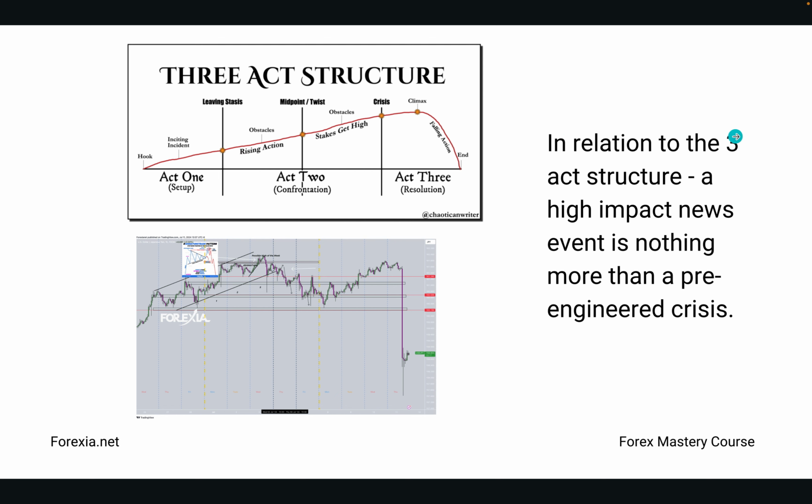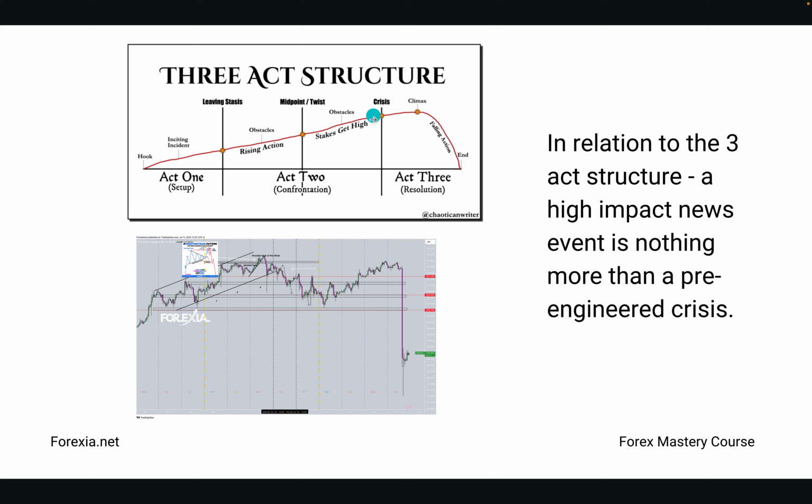In relation to the 3-act structure, a high-impact news event is nothing more than a pre-engineered crisis. So if we have the 3-act structure right here, and we have Act 1, Act 2, Act 3, we see right around here at the climax, there is some type of crisis that happens. And then that's what changes everything, and everything kind of climaxes, and when that climax happens is when everything basically changes, shifts, and it ends. And you go back to the beginning where you started, right?